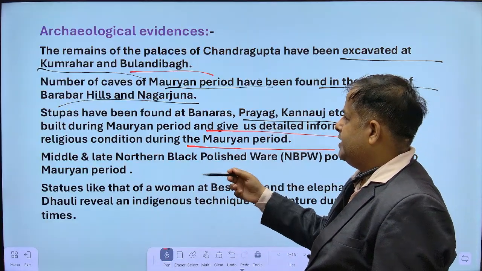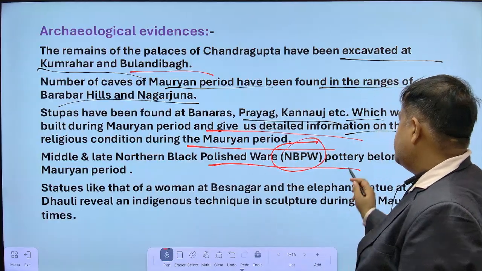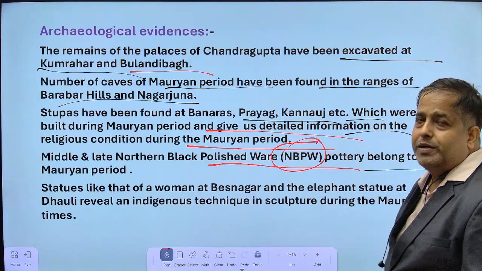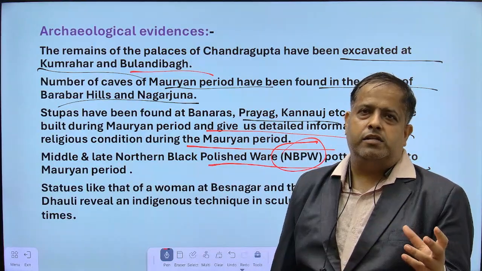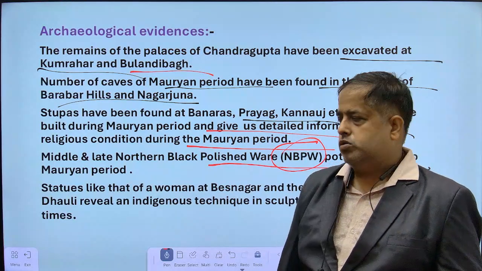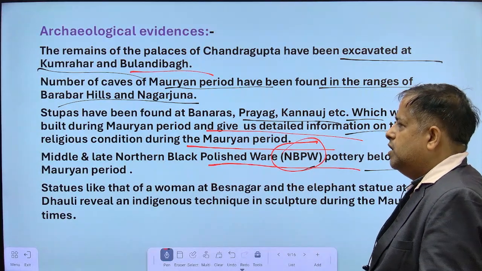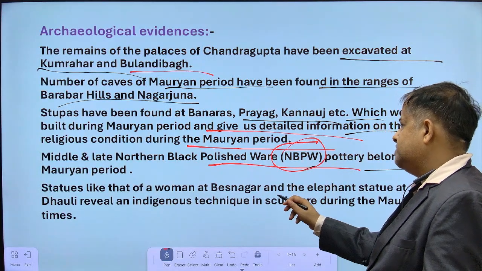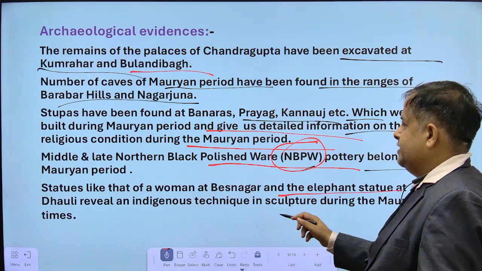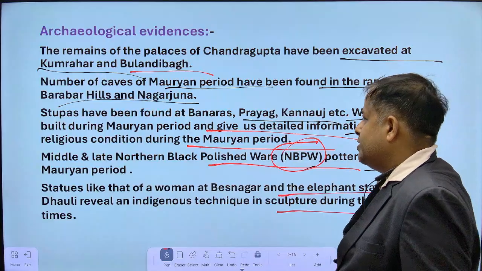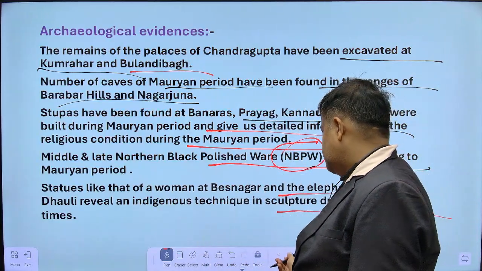Middle and late Northern Black Polished Ware was known as NBPW. They belong to the Mauryan period. So, beta, sometimes they give the vessel types and ask you which period we are talking about. Okay, so if the word NBPW arrives, you will talk about the Mauryan Empire. Statues like that of the woman of Besnagar and the elephant statue at Dhauli reveal the indigenous technique of sculpture during the Mauryan Empire. So here we get to know how much architectural development we had.